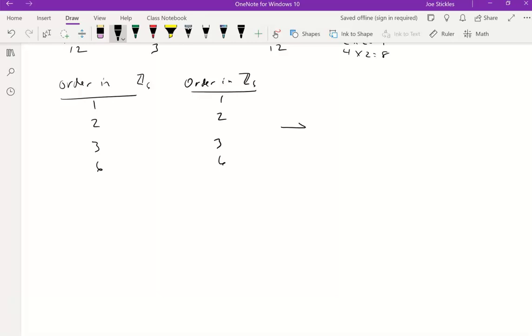Let's think about least common multiples first. If I take an element in Z6 and pair it with an element in Z6, what are your possible least common multiples of orders now? It's the same, right? It's the same exact list, isn't it?